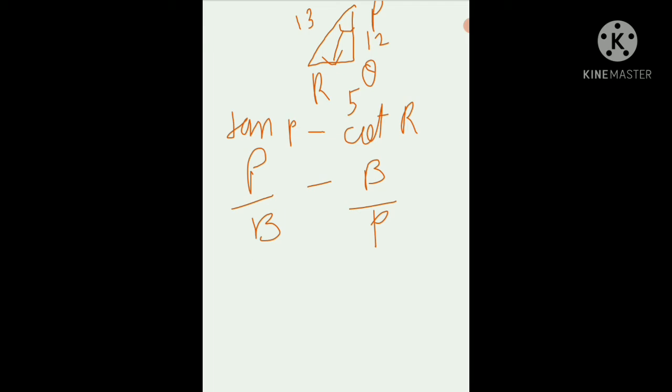So which one will be perpendicular? This QR will be perpendicular. Now which one will be base? See, if this one is perpendicular, then obviously this one is going to be base. So PQ will be base. Then minus.